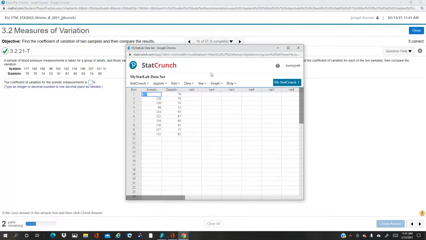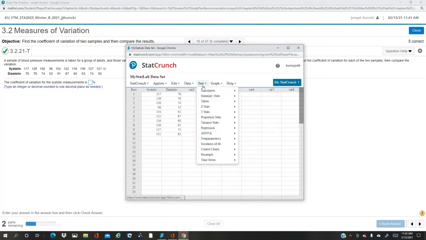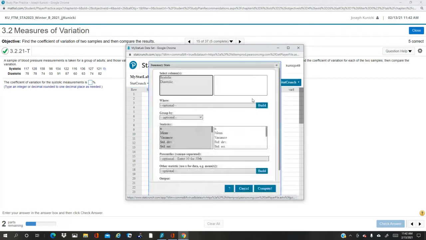Now I can do them one at a time to find S and X bar when I do the summary stats, or I can do them at the same time. But instead of using columns, I would have to use the grouped. I'm sorry, not, yeah, columns. My bad. I was thinking of something else. I do columns. But to do two columns at a time, I use the control button, down arrow. And there you go.